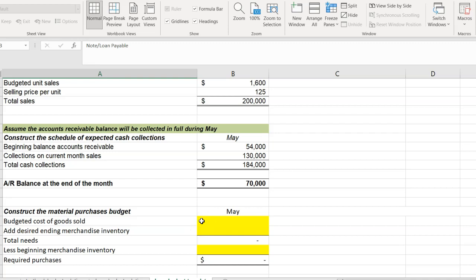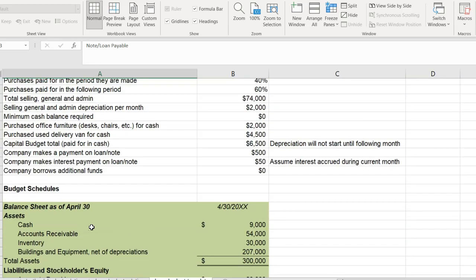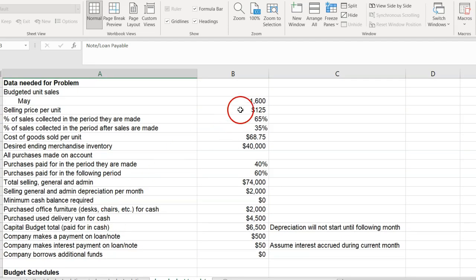So you need your budgeted cost of goods sold, and if you scroll back up here, remember that your cost of goods sold is based on the number of units that you sold. So you sold 1,600 units, and if you go down here, there's a cost of goods sold of $68.75 per unit. So we're just going to multiply those two items together to get our cost of goods sold.